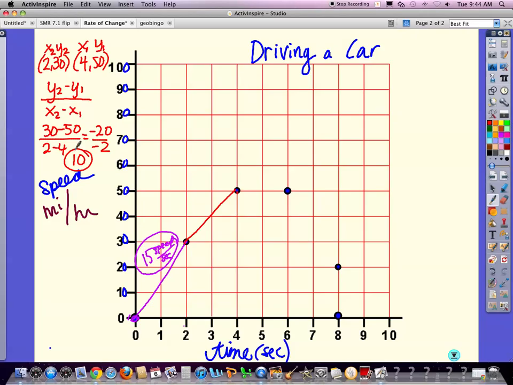Very quickly, if I go the other way, if I go 50 minus 30, and then I go 4 minus 2, I get 20 over 2, which is 10! It works the same either way. So right here, I have a speed of 10 miles per hour for every second that I'm traveling. So 10, that's my speed for every second. We will get into that a little bit later.